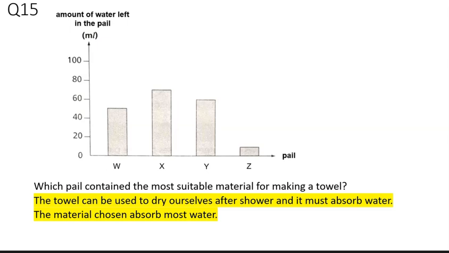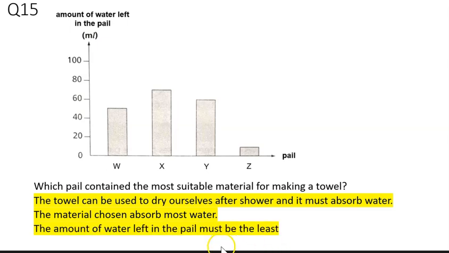This means that the amount of water left in the pill after the material is taken out must be the least. So, we will choose the material in pill Z.